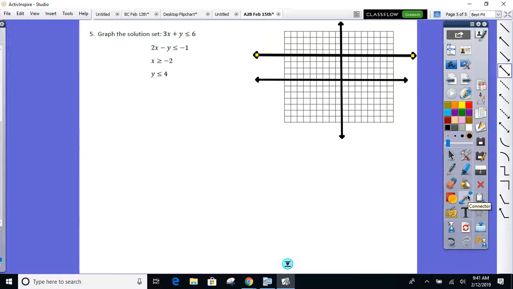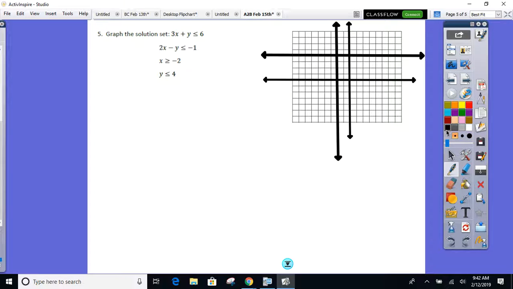x is greater than or equal to -2. Vertical or horizontal? Vertical. Solid or dashed? Solid. Okay, got those 2 rocking. All right, now I got to graph the other 2. Yeah, we are going to have a lot going on here.